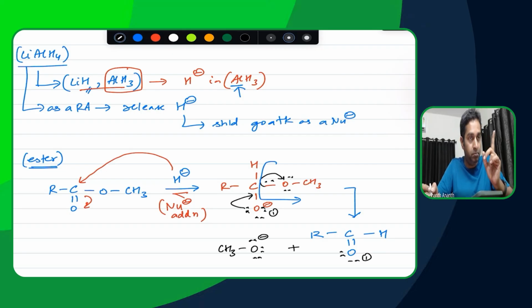Stop. Let us now look at this particular reaction again a little more closely before we move further. Look at the backward direction of the reaction.